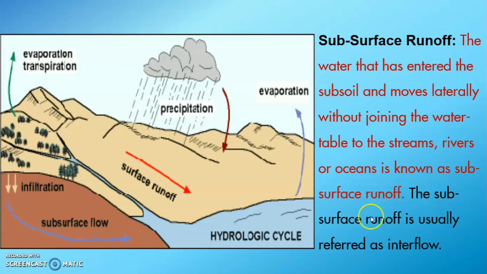Children, the subsurface runoff is usually called as interflow. So children, in subsurface runoff, the water that has entered the subsoil moves laterally without joining the water table and joins the streams, rivers, oceans and other water bodies. Is it clear, children?